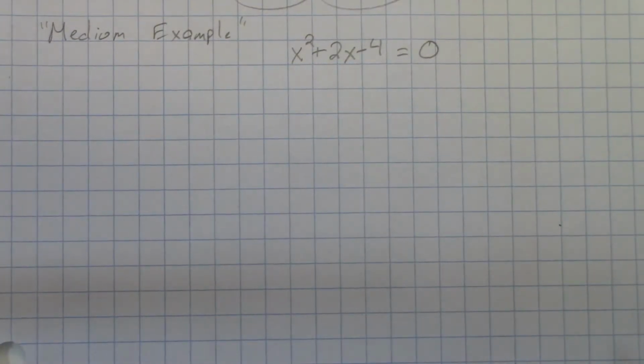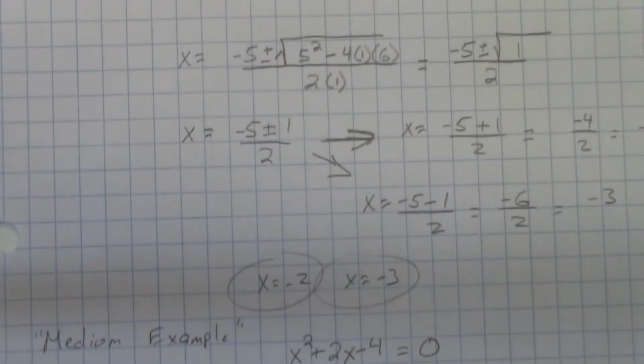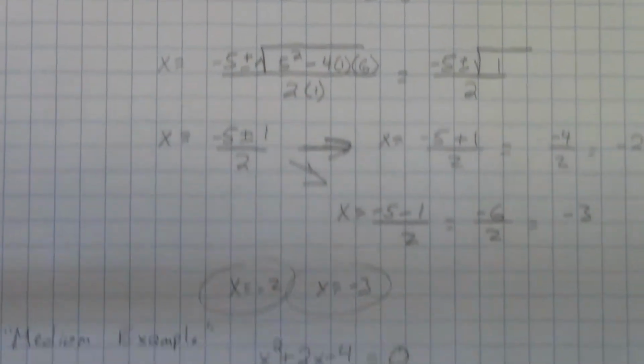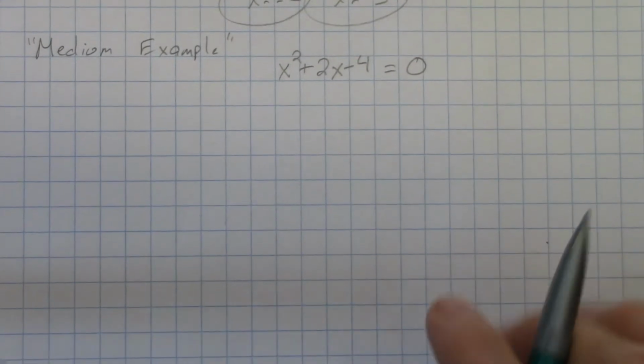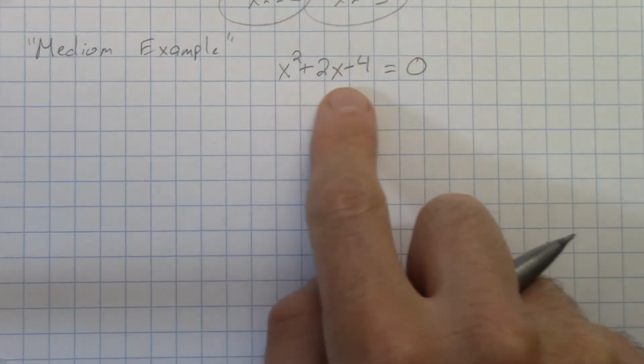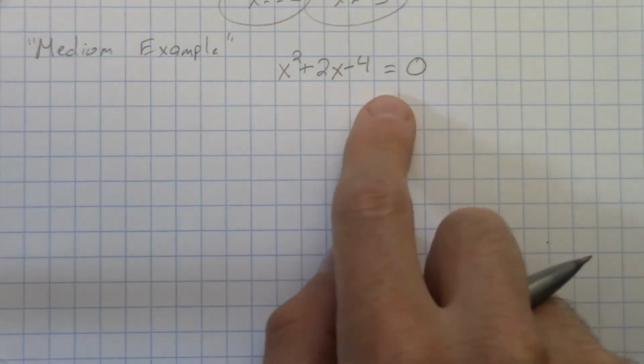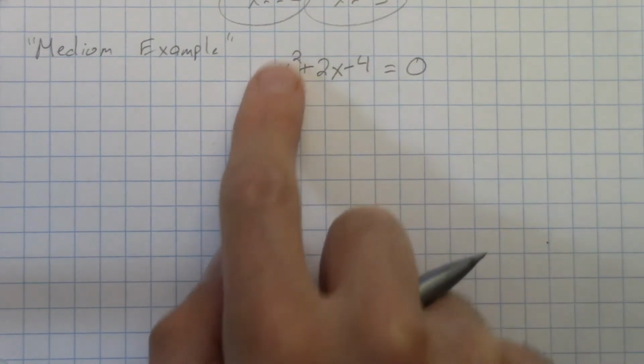Okay, in this video I'm doing a medium level example of a quadratic formula. If you're struggling, you might want to go back to the easy example I just did on a previous video. So the medium example, again, I'm trying to solve this equation for x. It's a quadratic because the biggest term is an x squared.